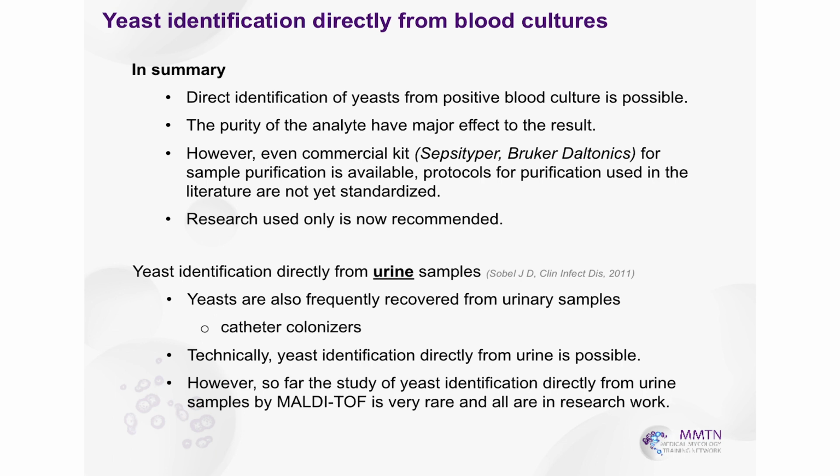Research use only. How about directly from a urine sample? This is another sample that we want to use, right? We don't want to use any blood or invasive specimens. They try to use the yeast also. Technically, yeast identification directly from urine is possible. Right? Do we need to develop it with urine? We have to think too about how significant it is.